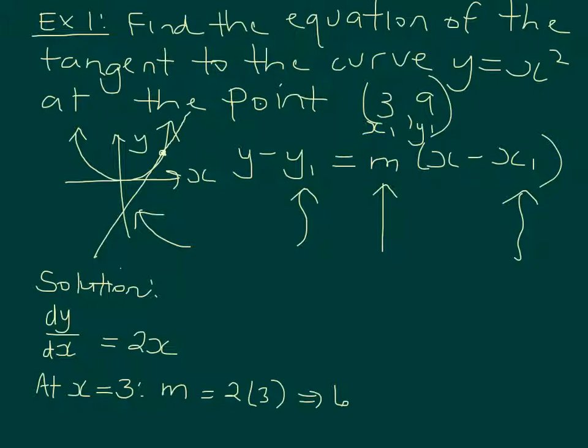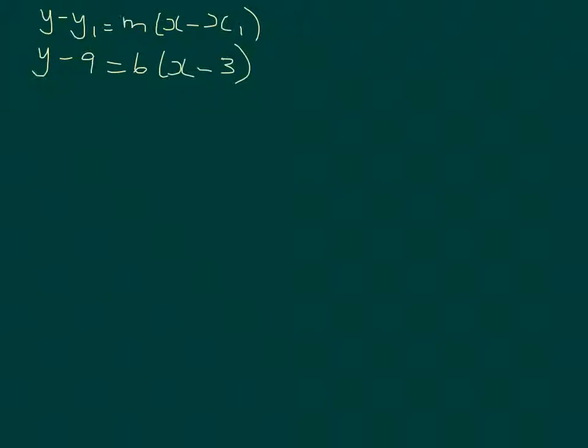It's a positive gradient. And so with the 6, we can now fill out this formula and find the equation of that tangent. It's just a straight line. So it's y minus 9 equals 6 into x minus 3. y minus 9 equals 6x minus 18. Let's put it in general form. 6x minus y minus 9 equals 0.